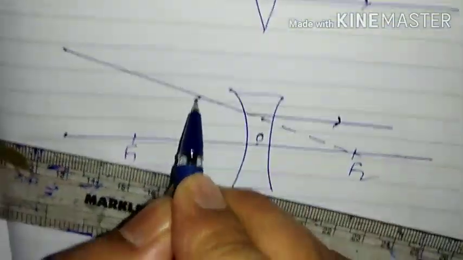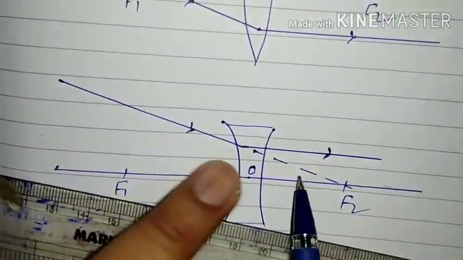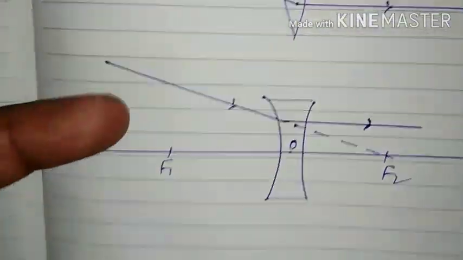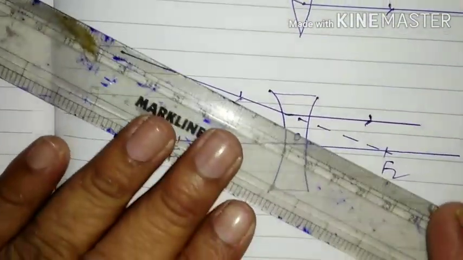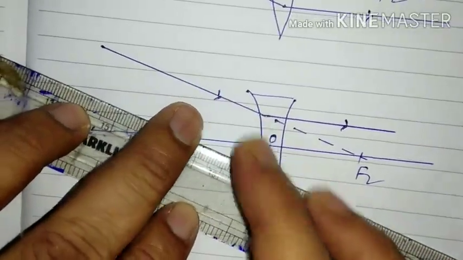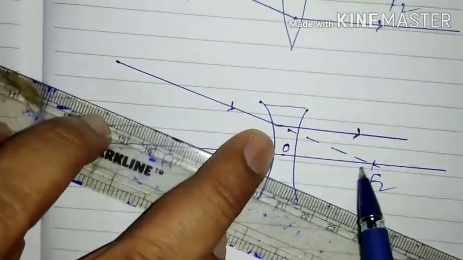This ray of light emerges from this position. So this is the incident ray and this is the refracted ray. Here it is virtual. It appears to pass through its focus. Then after refraction, this ray becomes parallel to the principal axis.